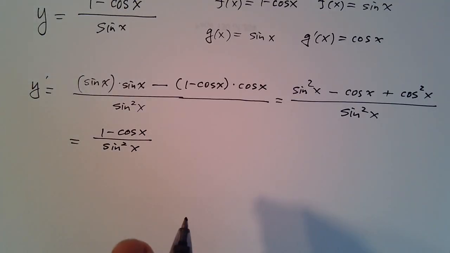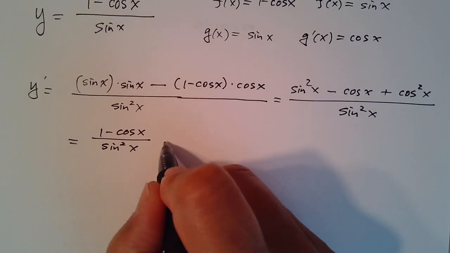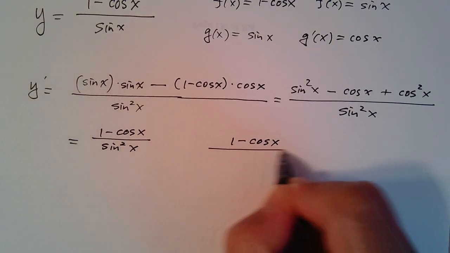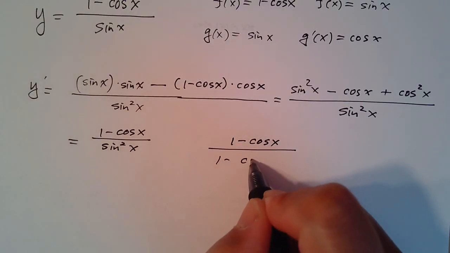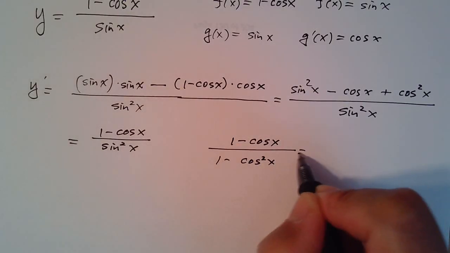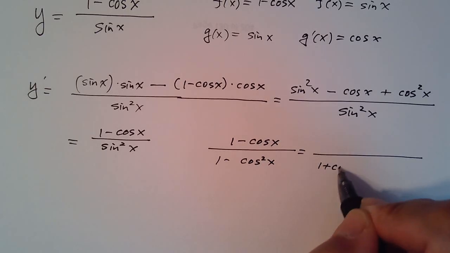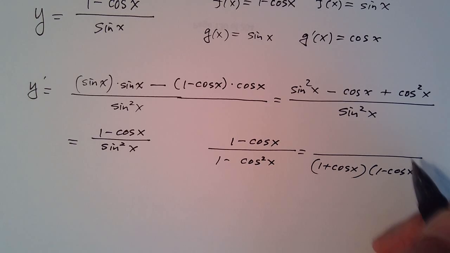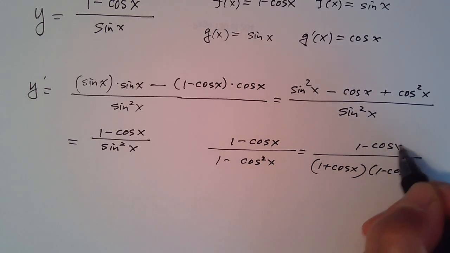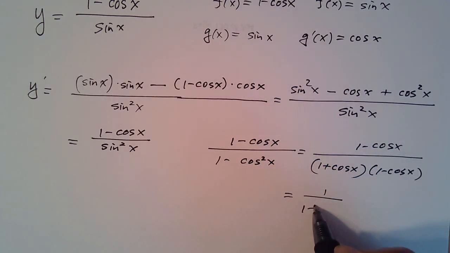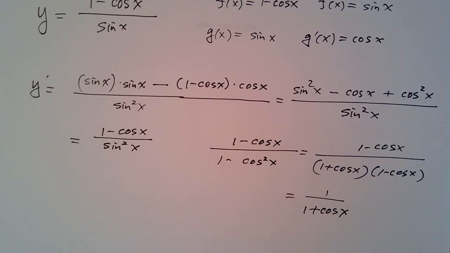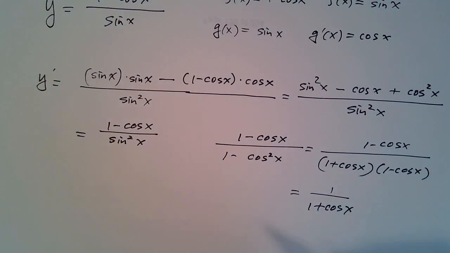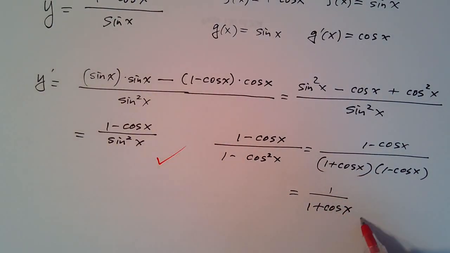If you want, you can simplify this. Let me keep doing that. So it's 1 minus cosine x over sine squared, and sine squared is 1 minus cosine squared x. You can factor the denominator: it becomes 1 plus cosine x times 1 minus cosine x, and the numerator is 1 minus cosine x. And that answer will be just 1 over 1 plus cosine x. So either way, you give me this, that's okay, you give me this, that's okay too.